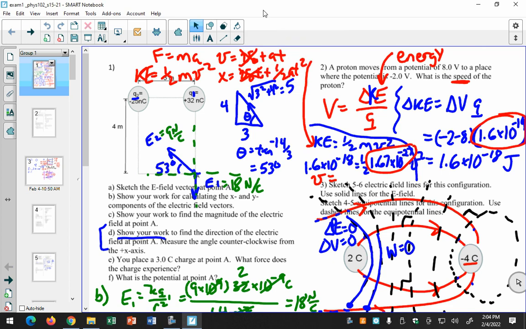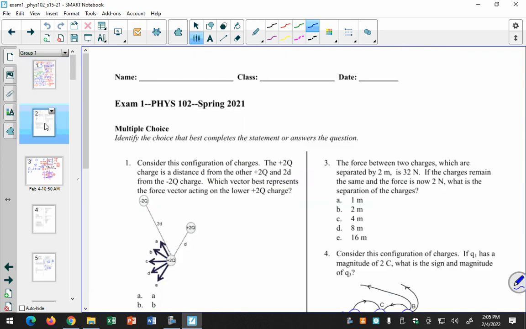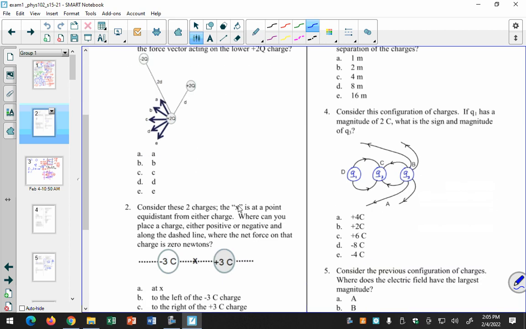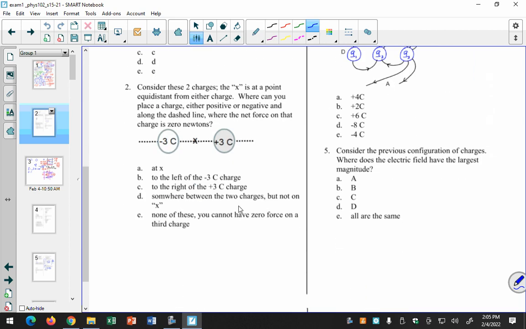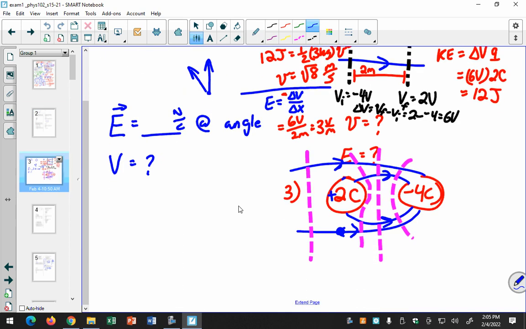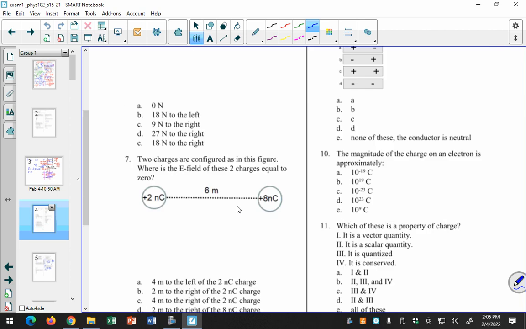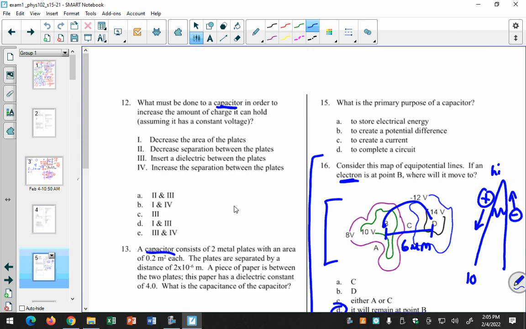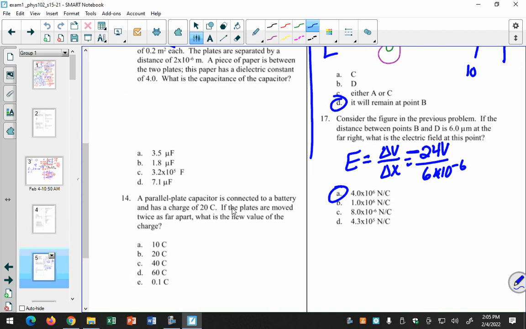Okay, so you have particular things that you want to look at? Sure. Yeah, that is going to be the free response where you have an object that moves across a potential difference, and you have to calculate the speed of that object.